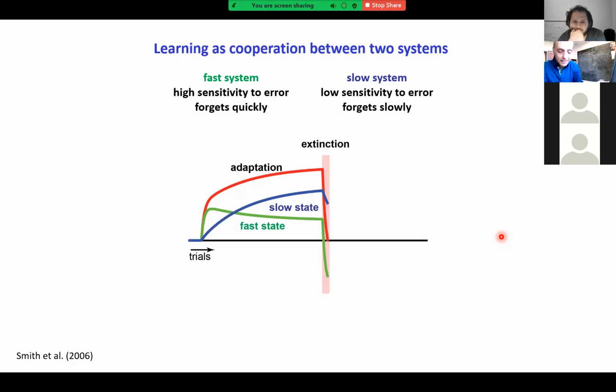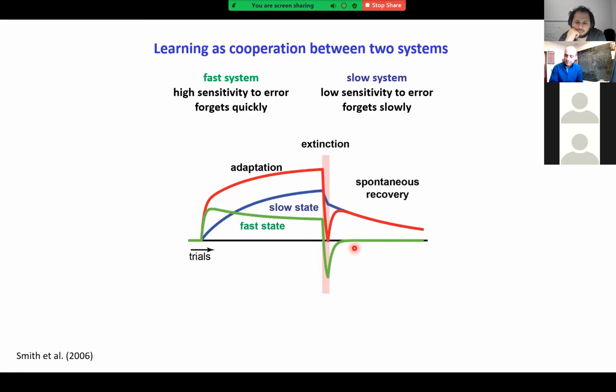Okay, fixed. So what's spontaneous recovery? Spontaneous recovery is the following. We allow time to pass. Now remember, the fast system has trouble remembering, so it rapidly decays. The slow system retains well, so it slowly decays. The sum of the slow and fast, lo and behold, is that spontaneous recovery that we saw.